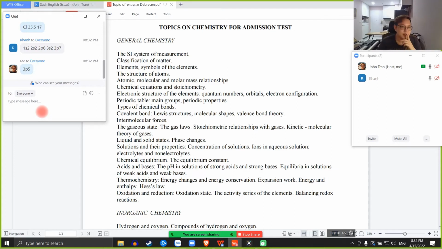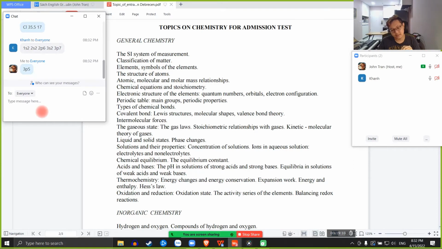Okay, so what does it mean now? If it's 3s2, 3p5, what does it mean? It means that the third, which is the outermost shell, has 7 electrons.